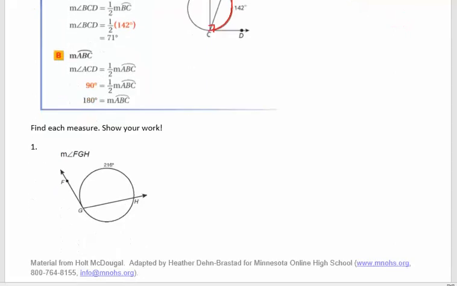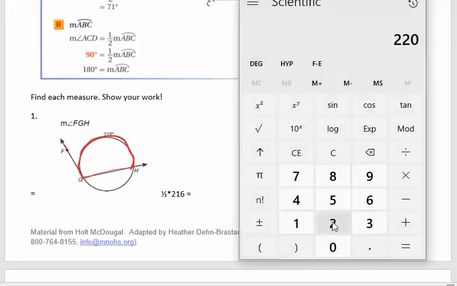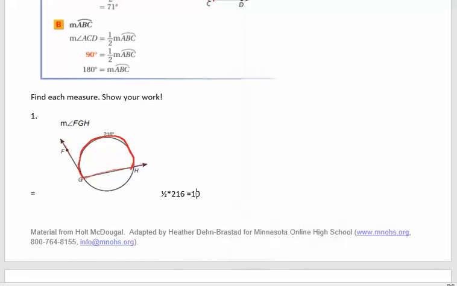So for each of these, you're going to be finding either an angle or an arc. So there's not a lot of work to show, but there's a little bit. For this first one, measure of angle FGH, so that's this angle here, it will be half of, using the theorem, the measure of the intercepted arc, which goes all the way from here to here. So I'm just going to type that this angle is equal to 1/2 of 216, which is 108. Half of it is the same as dividing by 2. Right, I was correct. So that would be 108 degrees.